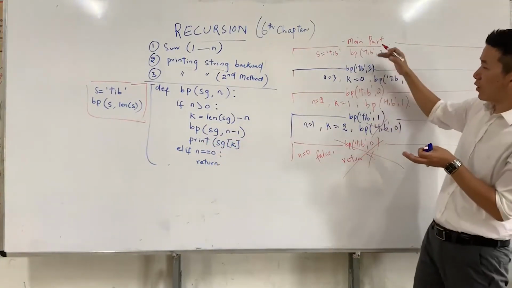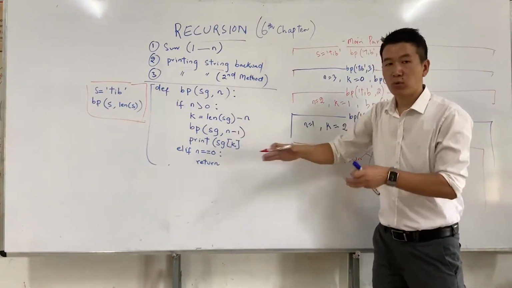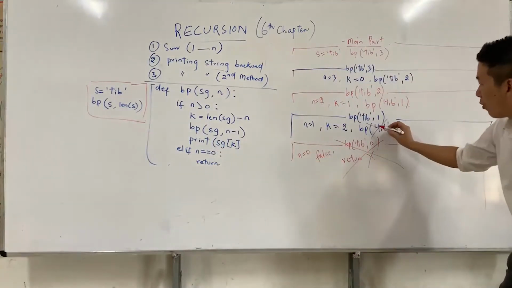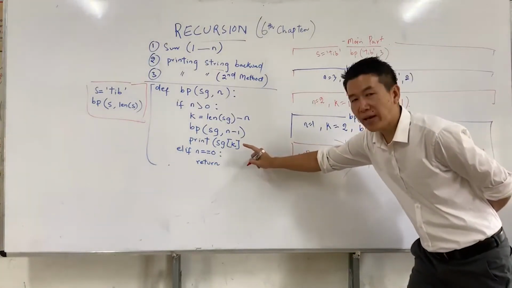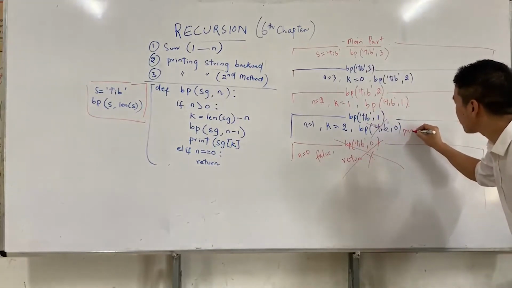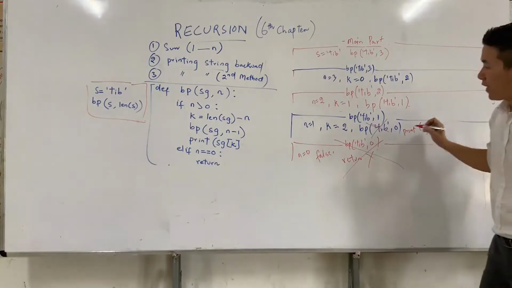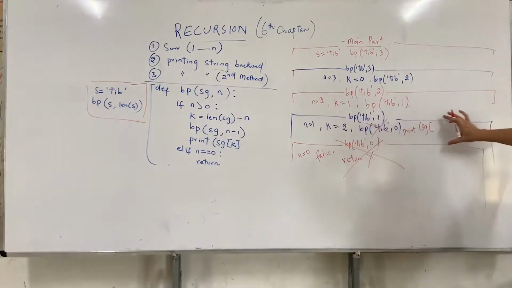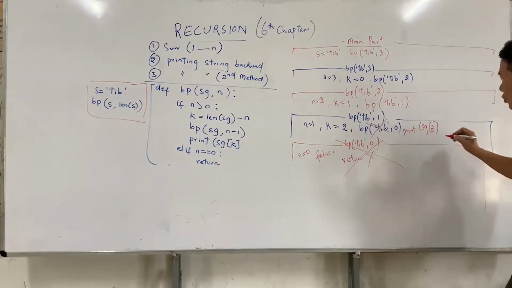For each function call, there is one final statement which remains to be executed, which is nothing but print SG of k. Once I'm done with this particular function call, you have this pending statement, which will print the value of SG of k. The value of k being 2. In this particular frame, the value of k is stored as 2. And then you will have SG of 2.